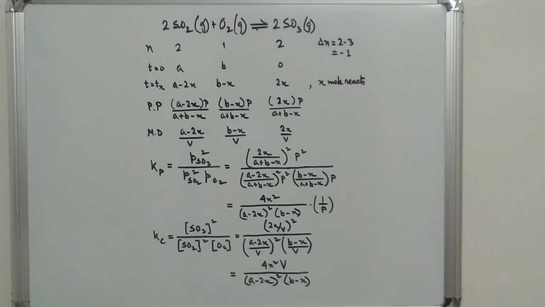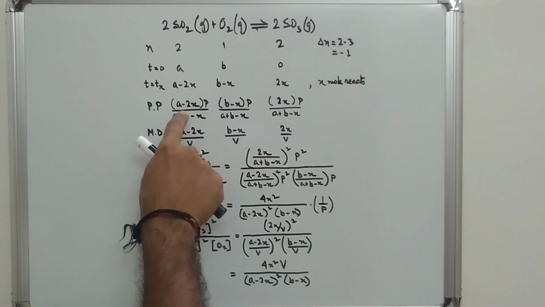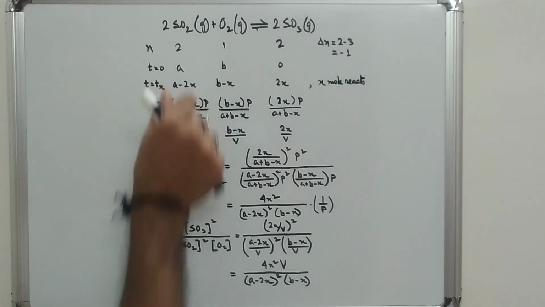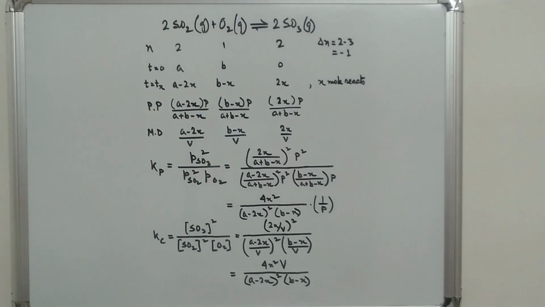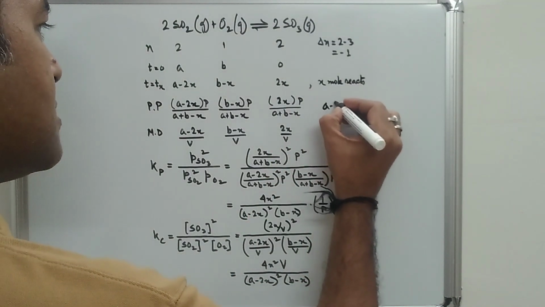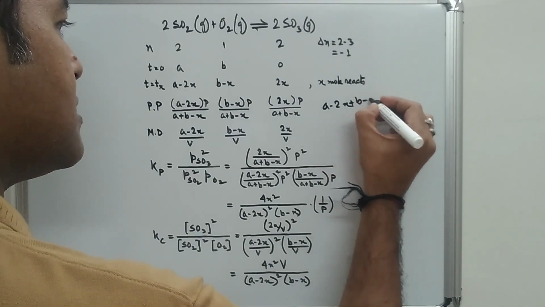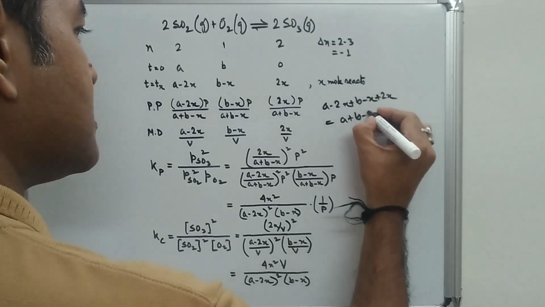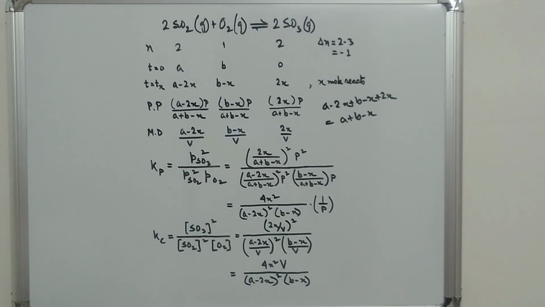Now the total amount of moles will be the summation of these three, that is A plus B minus x. The partial pressure is calculated as the total pressure, represented by capital P, multiplied by the individual mole fraction. For SO2, the mole fraction will be A minus 2x in the numerator, divided by the total number of moles, which is A minus 2x plus B minus x plus 2x. All total will be A plus B minus x. Similarly, we have calculated for O2 and SO3.